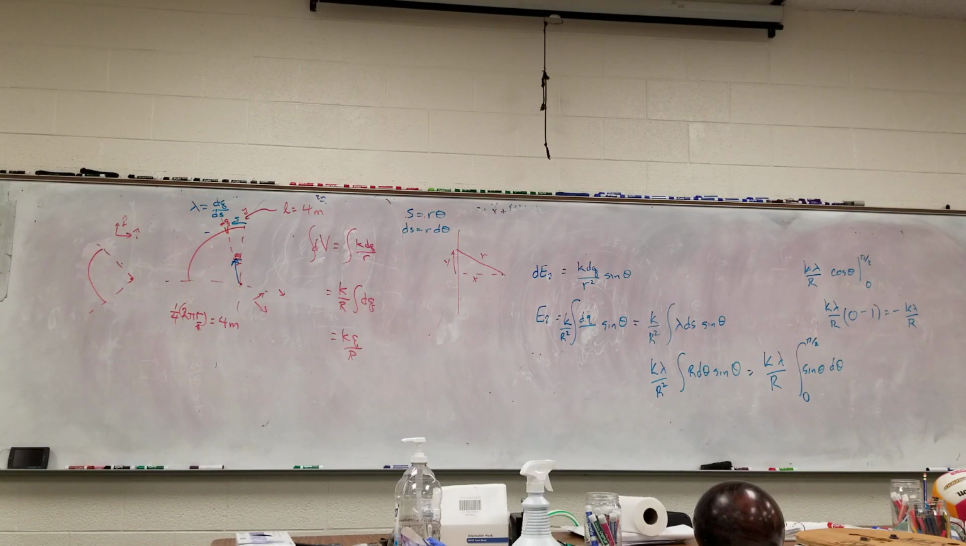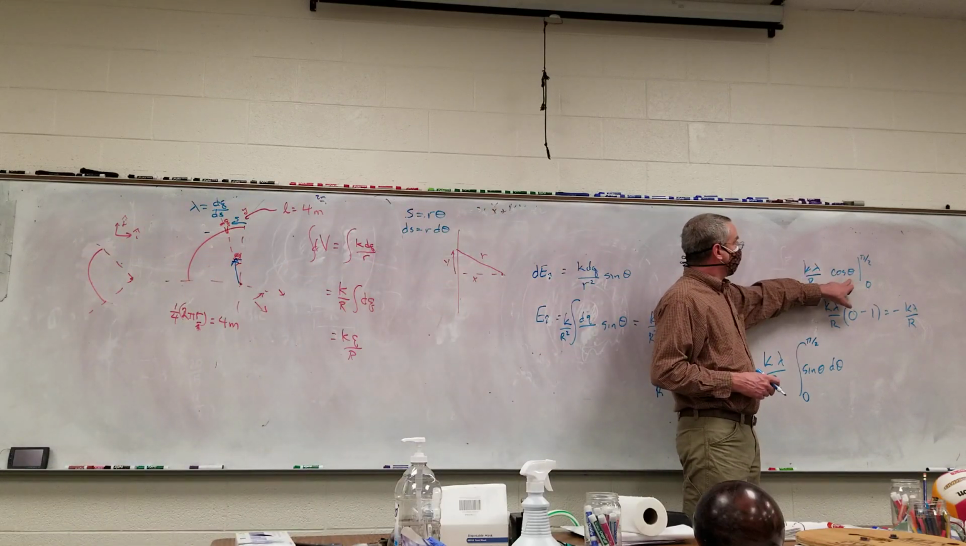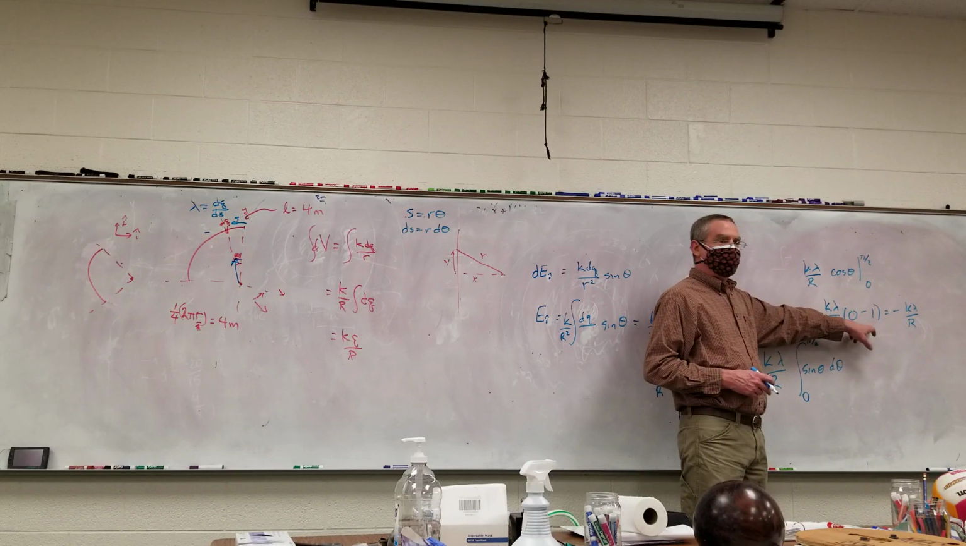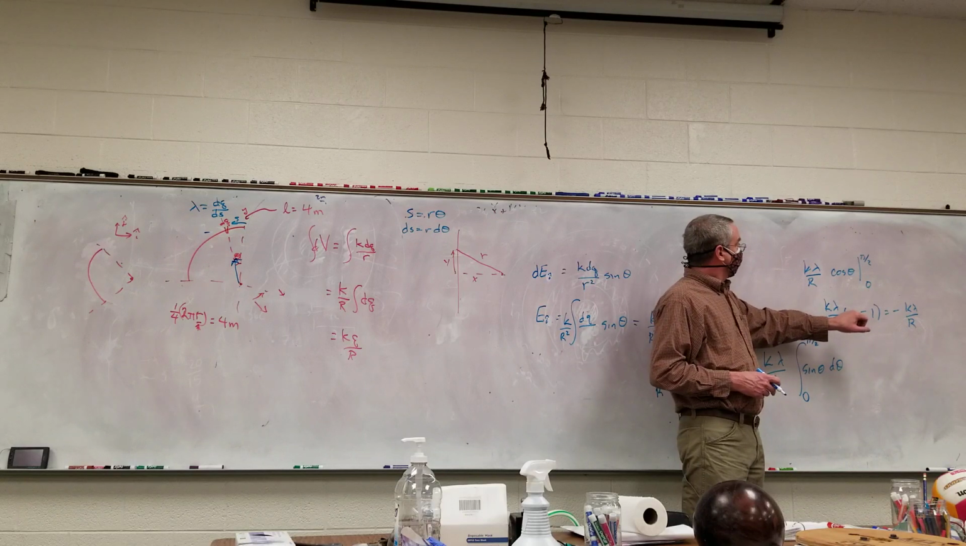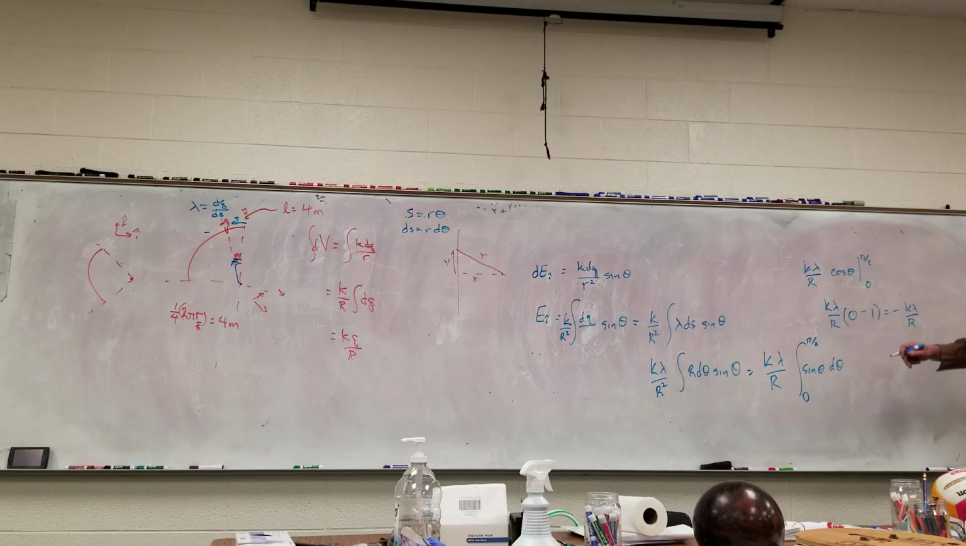Isn't it negative cosine? Where did that negative come from? When you plug pi over 2 in for theta, you get 0, plug 0 in for theta, you get 1, so it's 0 minus 1. Yeah, but the integral of sine theta is negative cosine. That's it. Okay. I thought something got off there, so this is negative here, negative, positive.